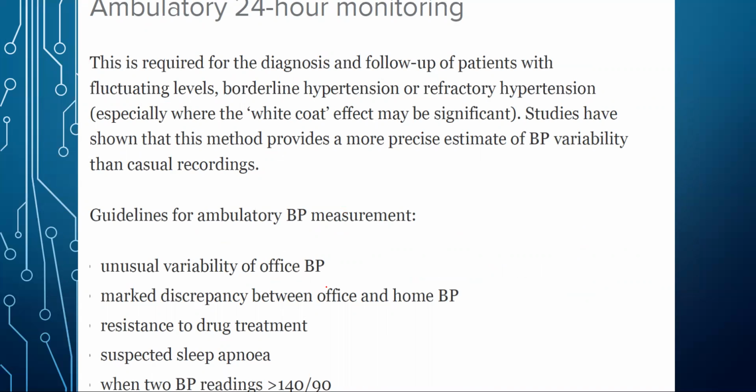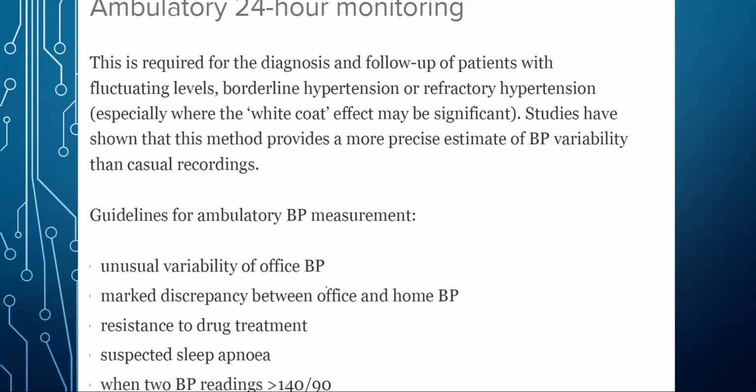Now, there is a term that we use called ambulatory 24-hour blood pressure monitoring. This is one of the important diagnostic features for someone who has borderline hypertension or who is having fluctuating level of hypertension. That means at one visit, you have got blood pressure 120 by 80. Next visit, you have got 150 by 80. Another visit, you have got 180 by 110. So there is a lot of discrepancy in each visit. That is one of the times where you can do this ambulatory 24-hour blood pressure monitoring.